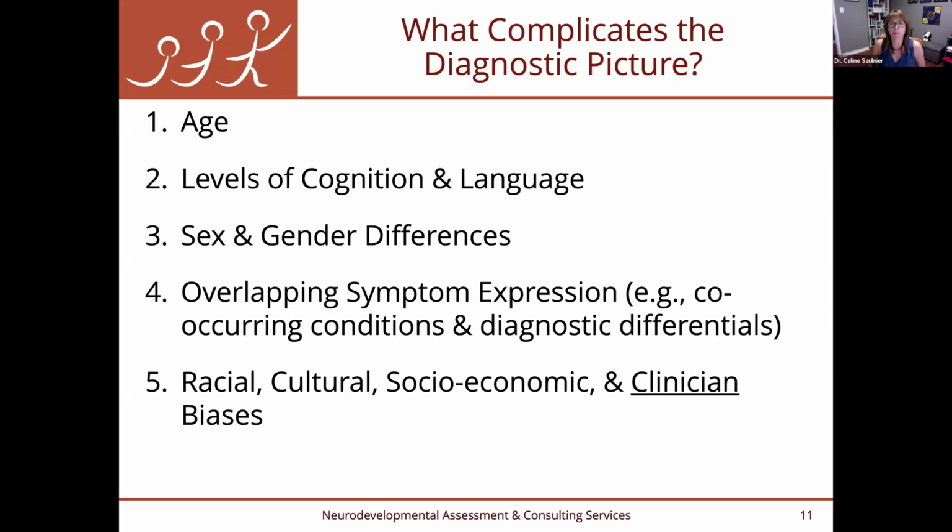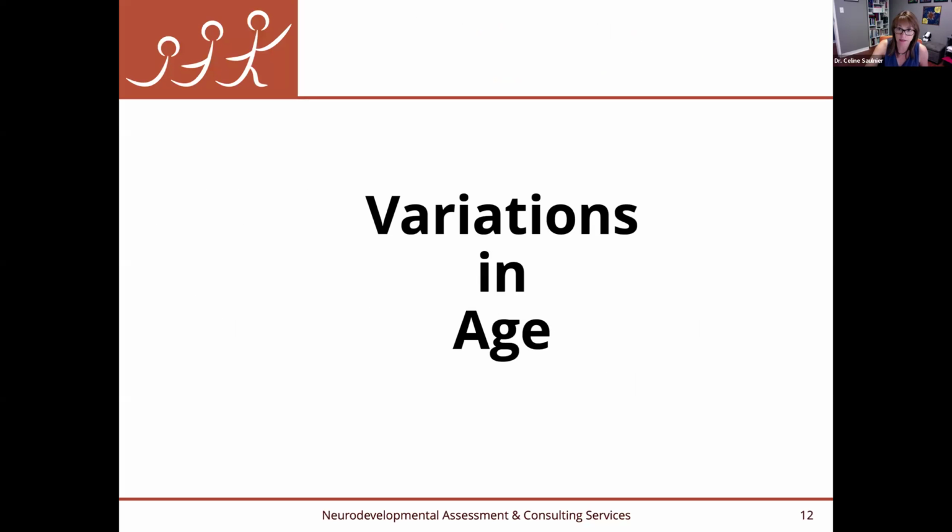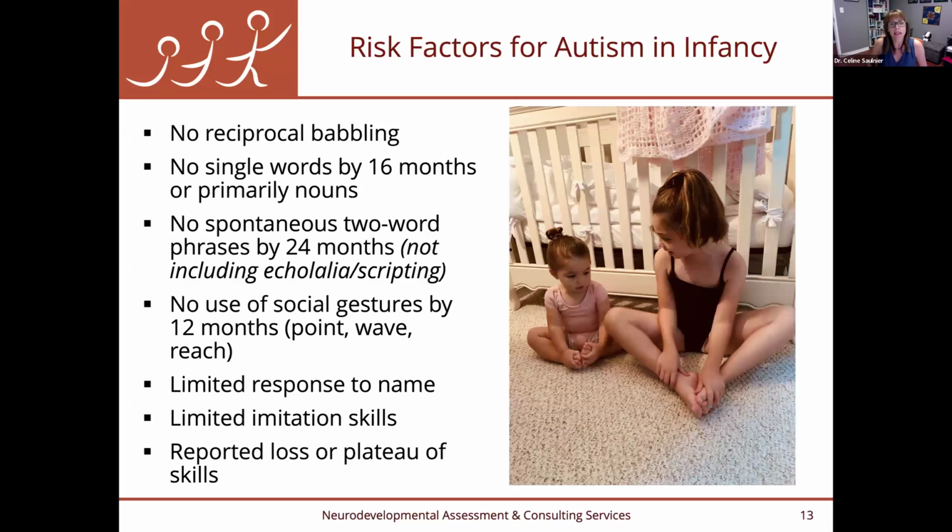These are the things that complicate the diagnostic picture or profile in autism that I'll be talking about today: age, levels of cognition and language, sex and gender differences, overlapping symptom expression in those co-occurring conditions, and then all sorts of disparities that can murk the waters when we're trying to make a diagnostic call. Starting with variations in age, the DSM criteria were created for adults and then downward extended for children.